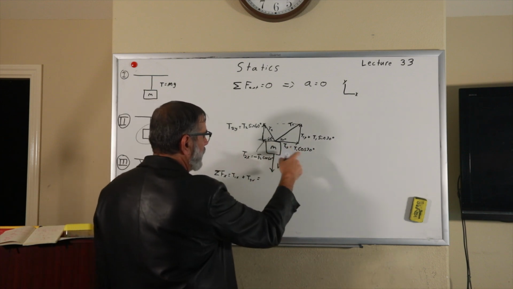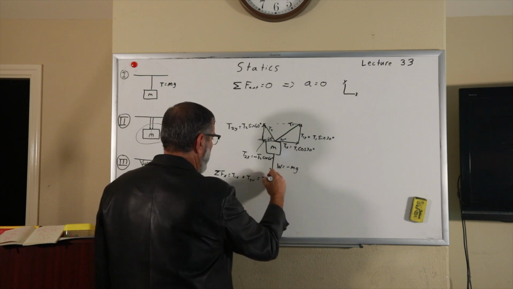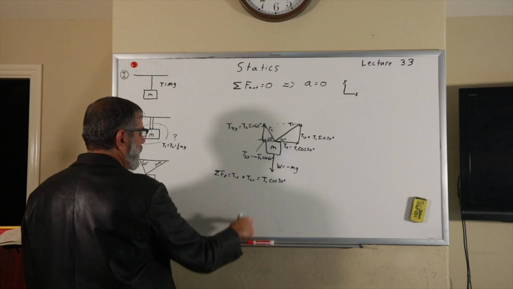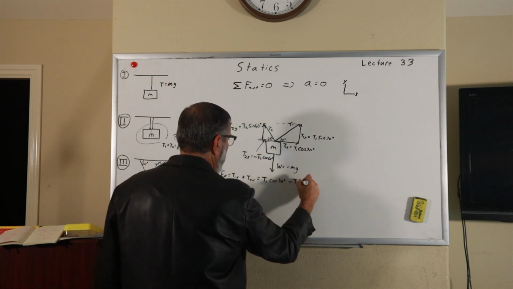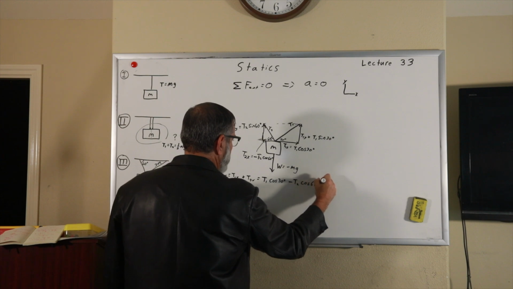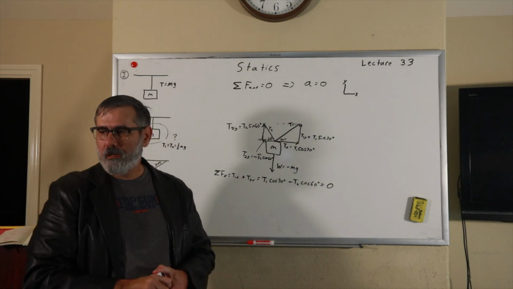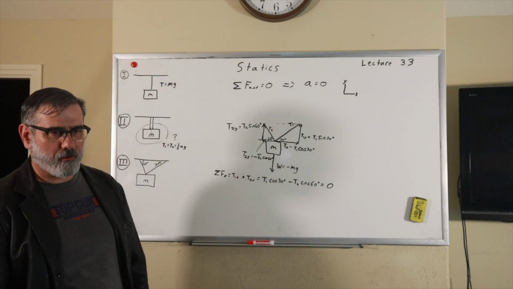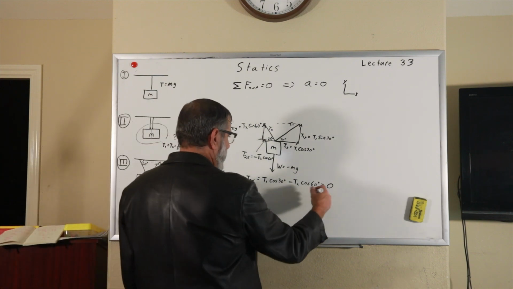But we've already kind of calculated what those are, and so T1x is equal to T1 times the cosine of 30 degrees, right? And then T2x is minus T2 times the cosine of 60 degrees. And that we know is going to be equal to 0, because this is a statics problem. We're assuming that there's no acceleration in the x direction or in the y direction, okay? And so this gives us a kind of handy relationship.